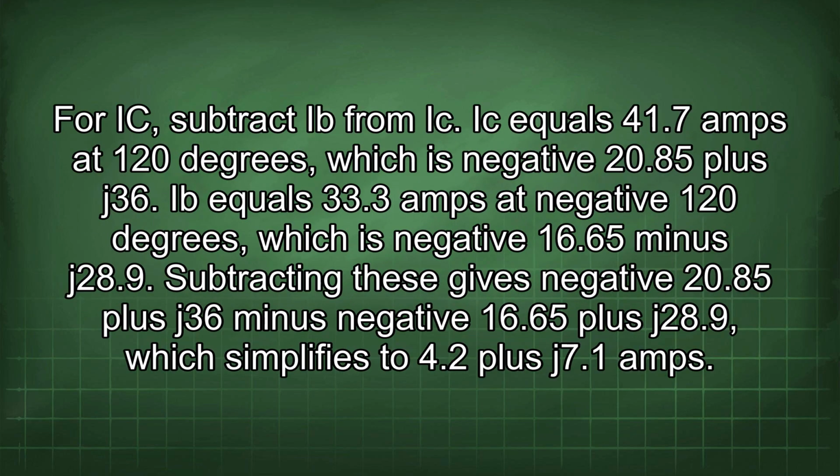For IC, subtract IB from IC. IC equals 41.7 amps at 120 degrees, which is negative 20.85 plus j36. IB equals 33.3 amps at negative 120 degrees, which is negative 16.65 minus j28.9. Subtracting these gives negative 20.85 plus j36 minus negative 16.65 plus j28.9, which simplifies to negative 4.2 plus j64.9 amps.